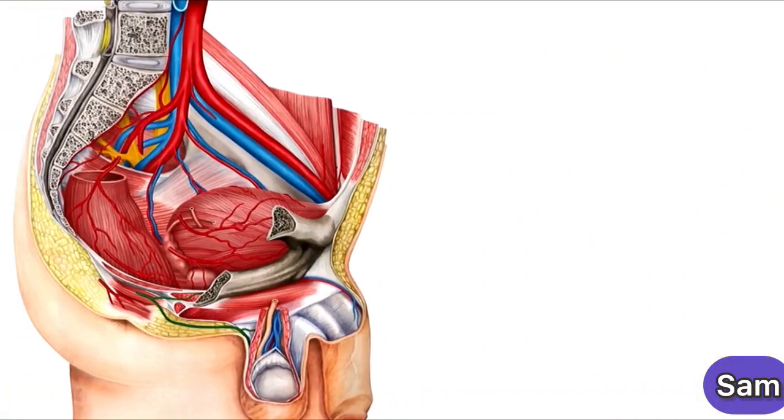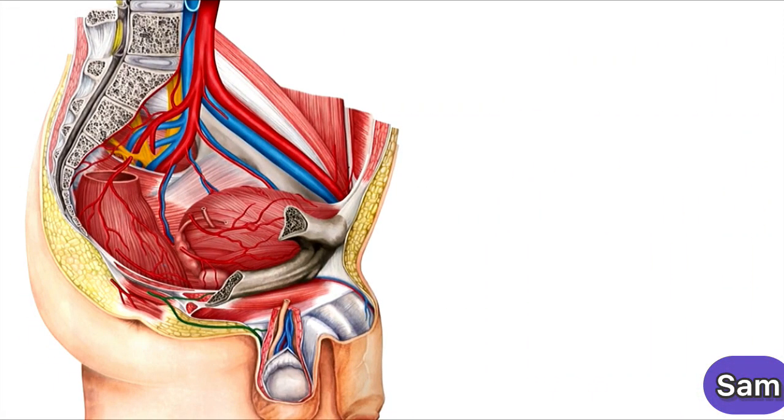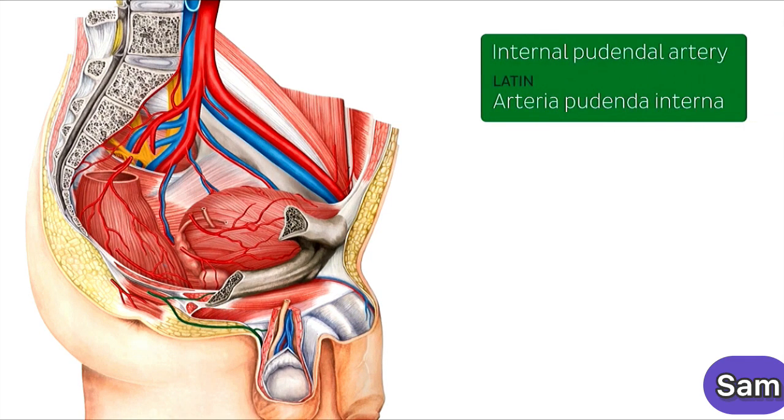Next, we're going to look at a very important artery here, which is known as the internal pudendal artery. The internal pudendal arteries, together with the inferior gluteal arteries, represent the terminal branches of the anterior division of the internal iliac artery. The left and right internal pudendal arteries supply oxygenated blood to the external genitalia. This artery is larger in the male pelvis than in the female pelvis.